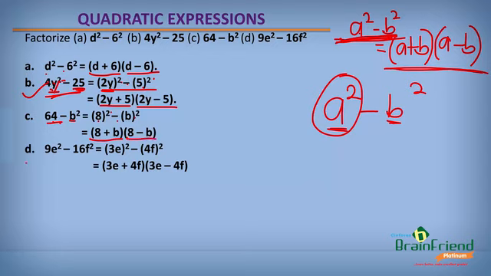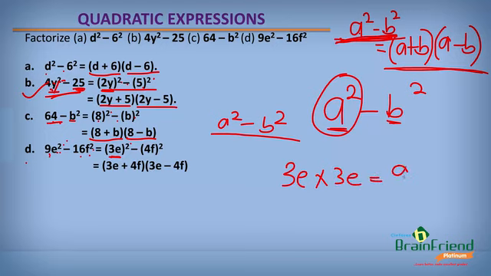And now for d, we have 9e squared minus 16f squared. It is also not in the form a squared minus b squared. So we make it to be in this form by finding the square root of 9e squared. The square root of 9e squared is 3e. So 3e squared is equal to 9e squared because 3e times 3e is 9, and e times e gives us e squared. So now we have made 9e squared to be in the form of a squared, that is 3e all squared.